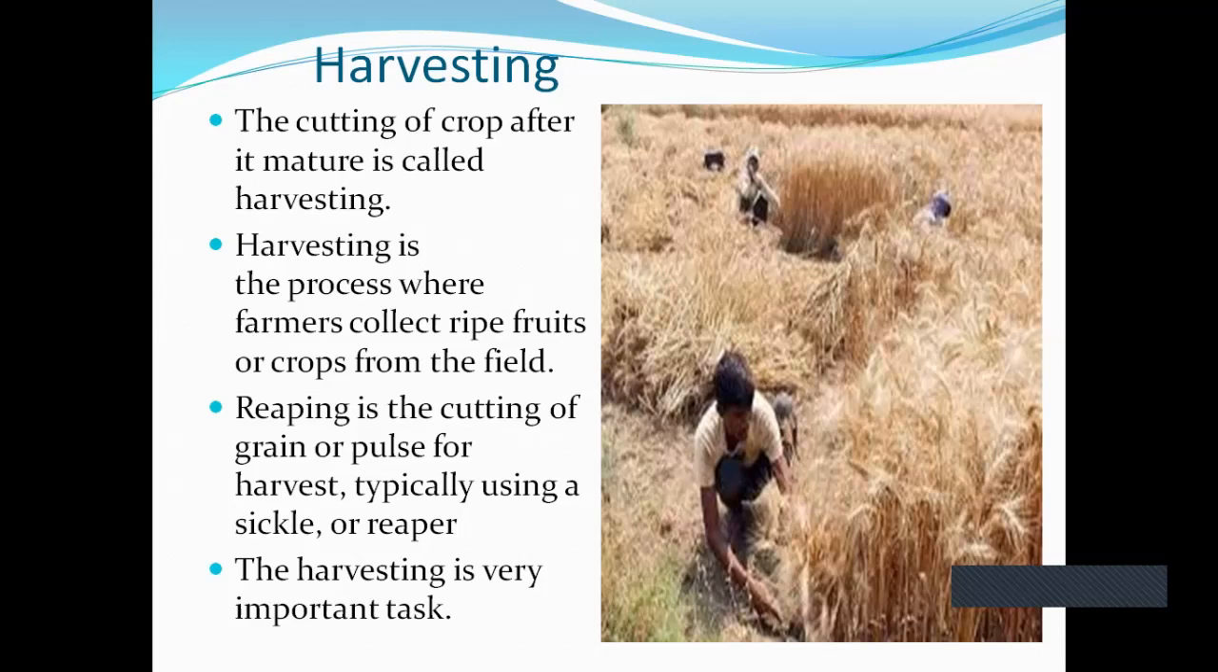Reaping is the cutting of the grains or pulses from the harvest, typically using a sickle or a reaper, right? Harvesting is a very important task. When the crop in the field is fully mature, the farmer has to reap that crop, has to cut that crop, and that is called harvesting.